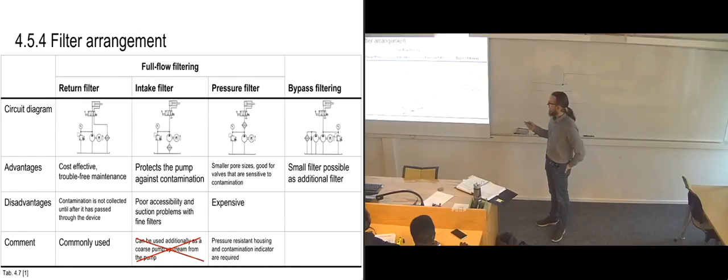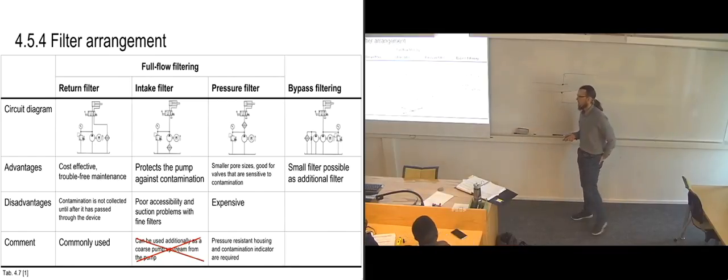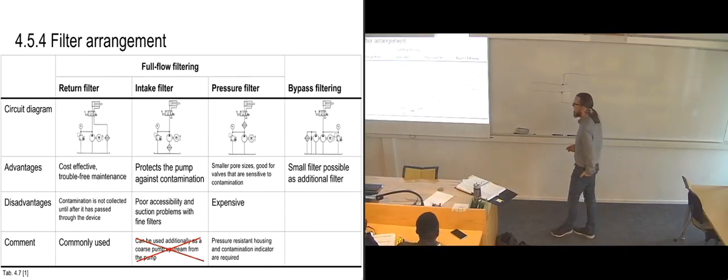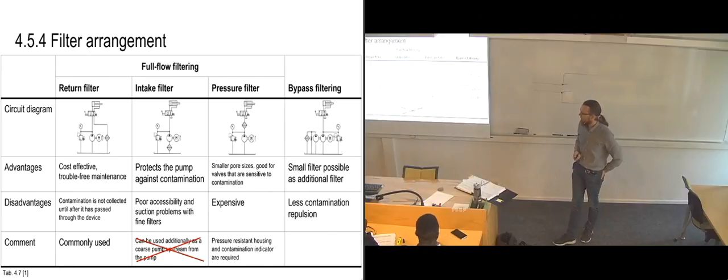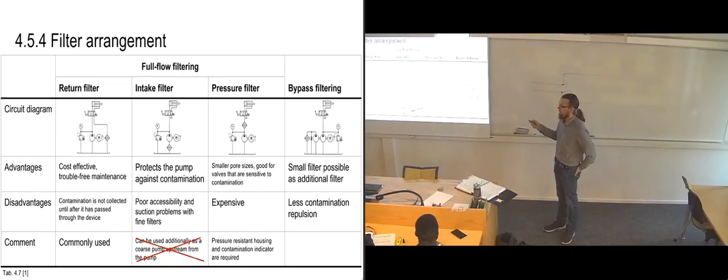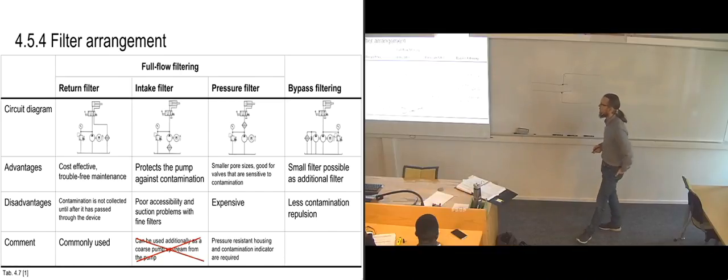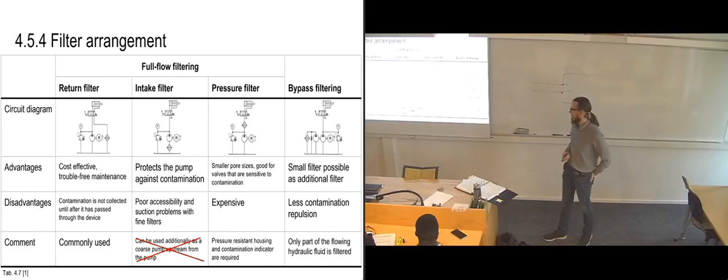But the advantage is that you can use a very small filter, and you can also use it as an additional filter, just to get a better filtering of your system as a whole. There is less contamination repulsion, which basically means that you get to filter less of your fluid compared to having the filter inside the main system as you would on the others. So only part of the flowing hydraulic fluid is filtered.